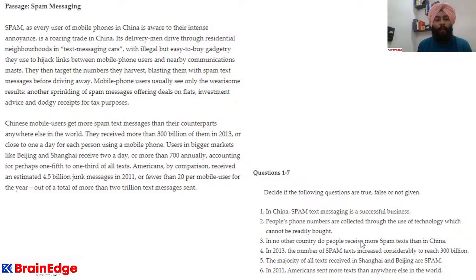Let's see here. Chinese mobile users get more spam text messages than their counterparts anywhere else in the world. In no other country, anywhere else in the world, do people receive more spam texts than China? That means China is the highest. They are at the pinnacle. So they are saying the same thing. Chinese mobile phone users get more spam text messages than their counterparts.